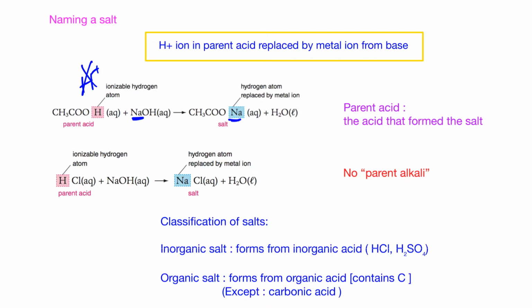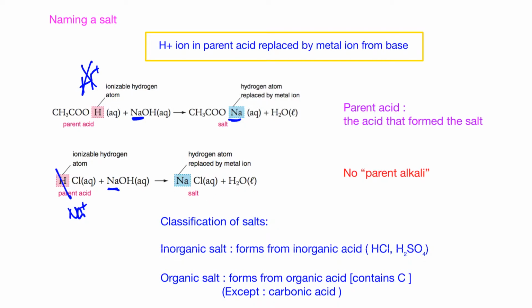So I'll just have one more example. When HCl reacts with NaOH, this one we call the parent acid. Parent acid is an acid that forms the salts. So in the parent acid, the H+ is replaced. This H+, we're going to remove it and then replace it by the metal ion. So therefore that one, we call it a salt. So when the hydrogen ion in a parent acid is replaced by a metal ion from the base, then the thing that we obtain is called a salt.